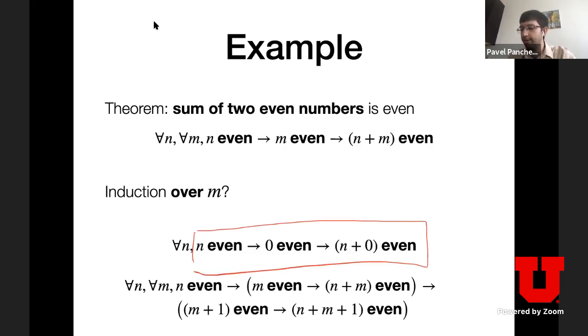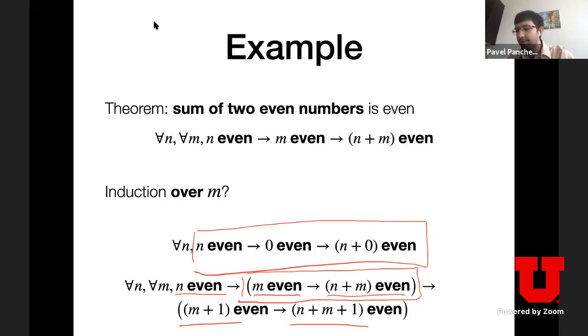It's asking if n is even. That looks like a step forward. We could prove that. But in this inductive case, when we do the induction, we're saying if n is even and m plus 1 is even, is n plus m plus 1 even? And to help us prove that, we get access to this inductive hypothesis, which says if m is even, then n plus m is even.